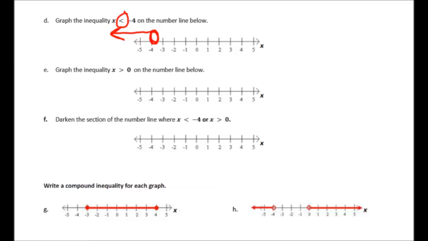Part E, graph this inequality. X is greater than 0. So looking at the inequality sign, we will have an open circle on 0, and the sign will tell us the direction to graph in.